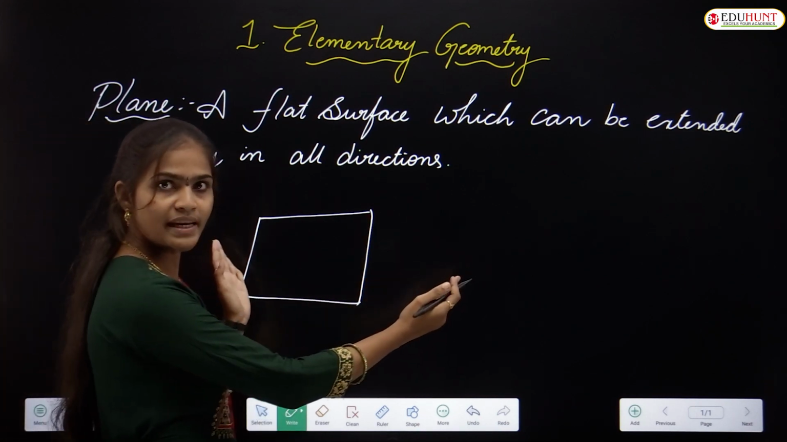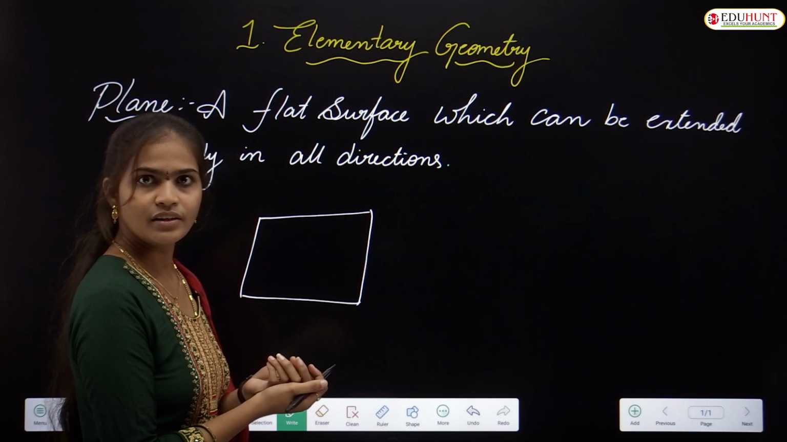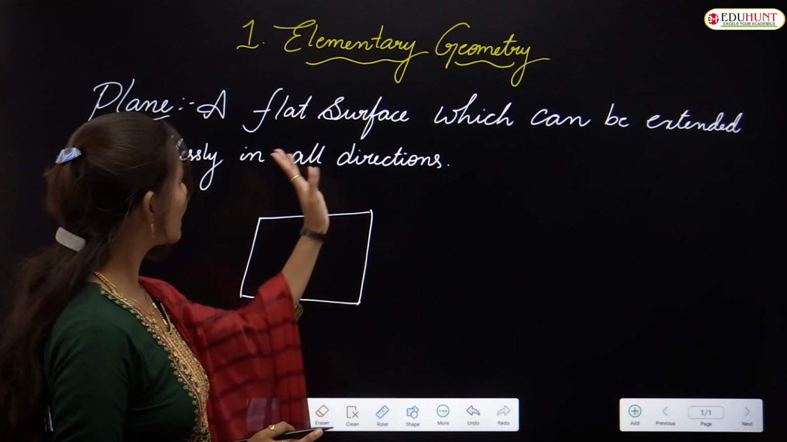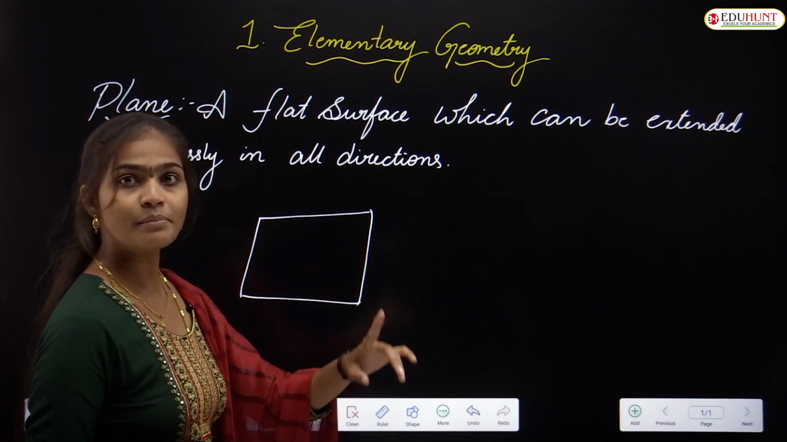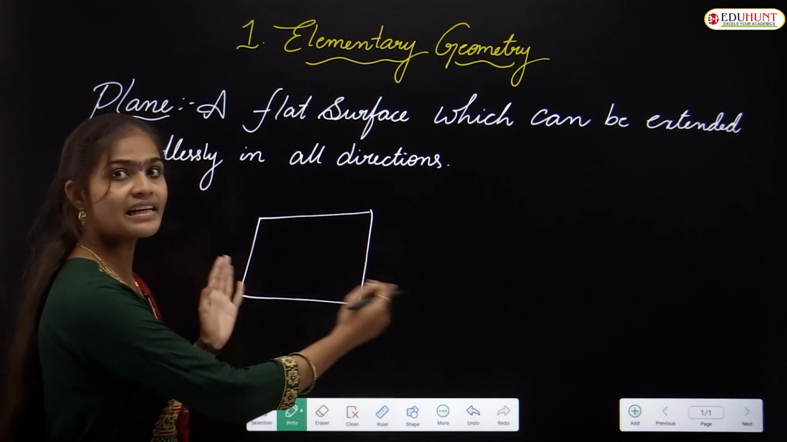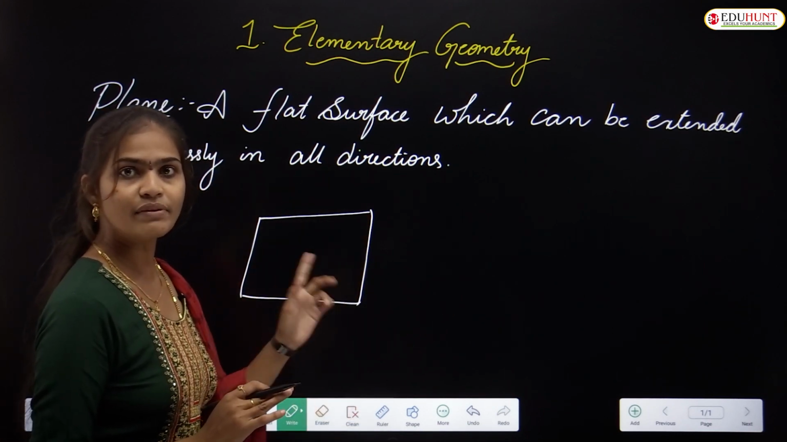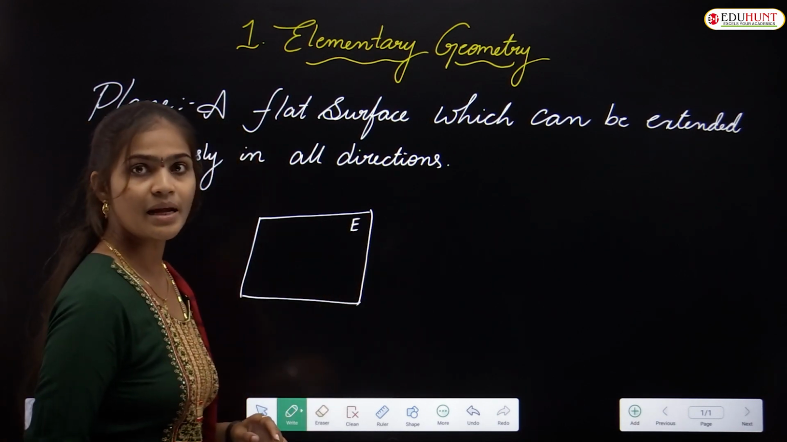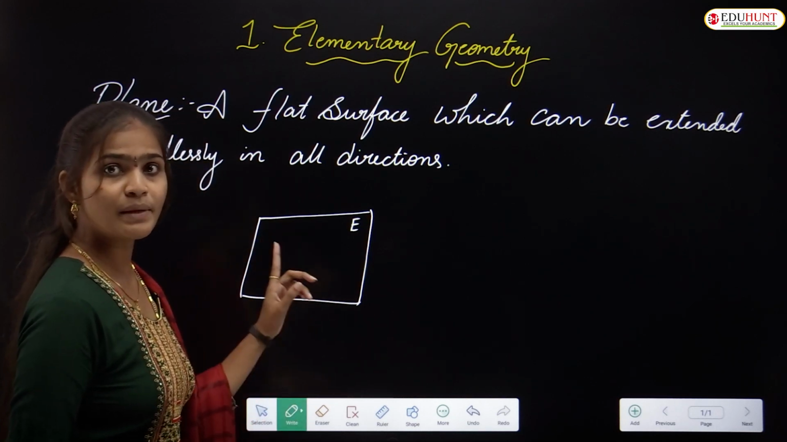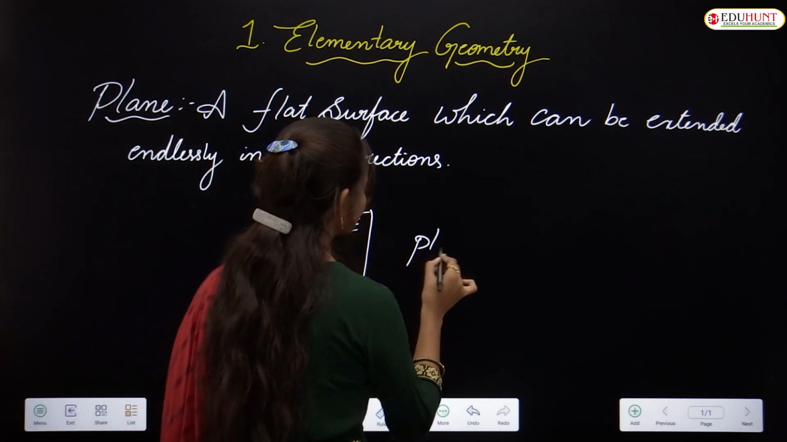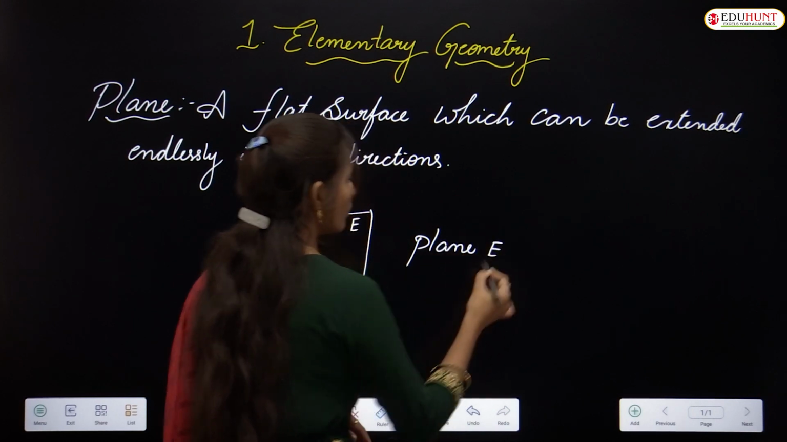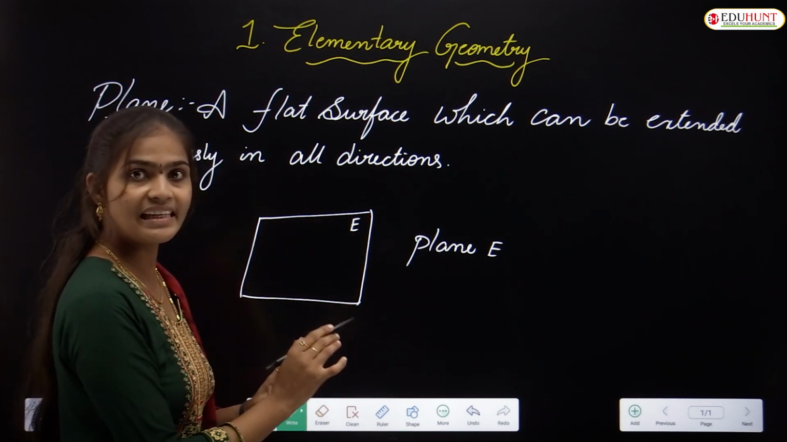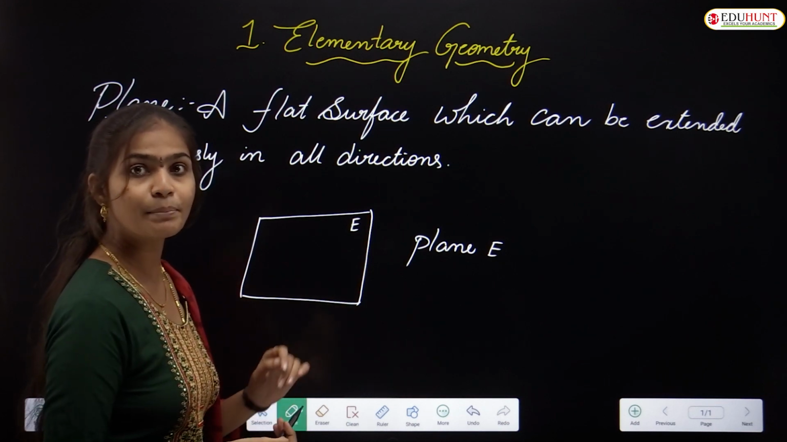I want to extend this plane. Is it possible to extend? Obviously. We can extend this plane in any direction. That's what I am saying: a plane must be a flat surface which can be extended endlessly in any direction. Then we will call that one a plane. To this plane I am giving the name E. So I will call this plane, plane E. Why? Because here I have given the name E to that plane.